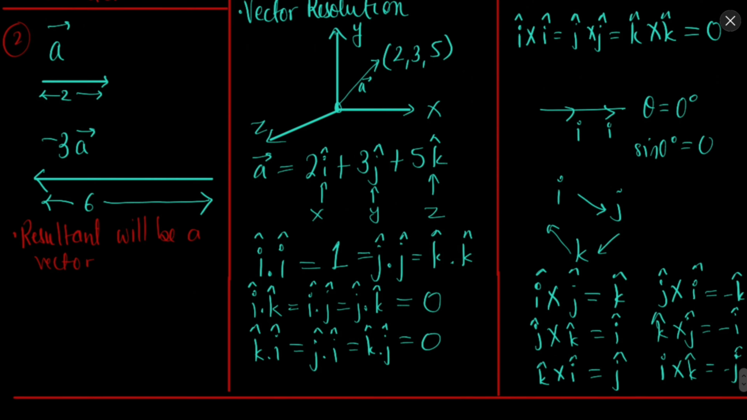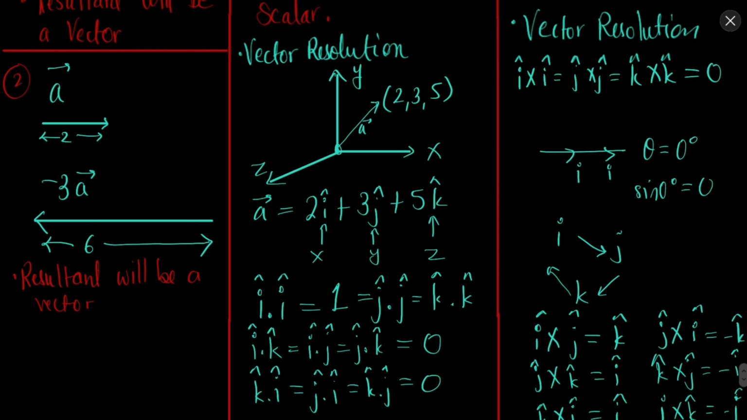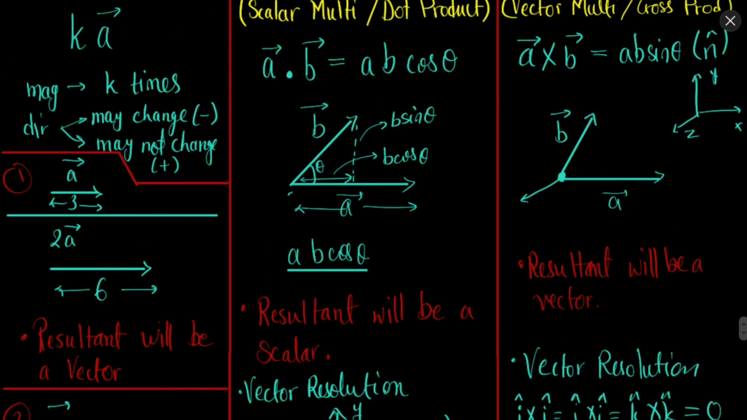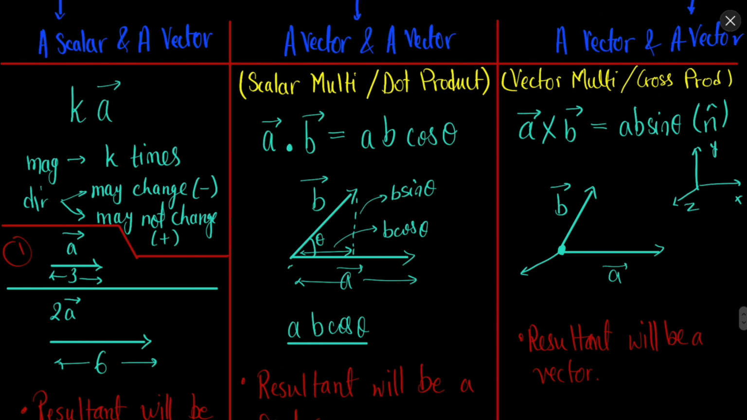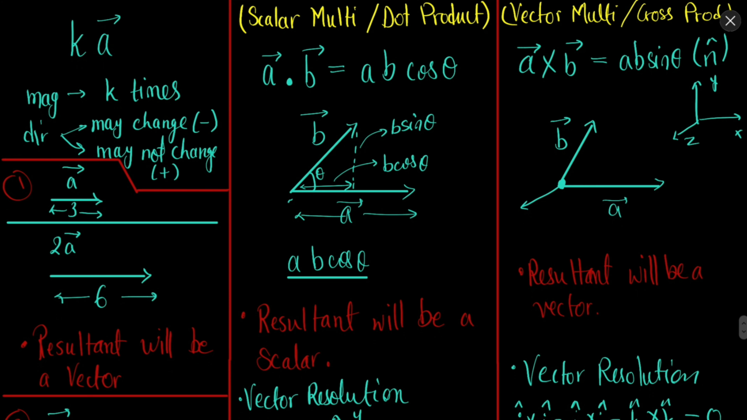Obviously if you do some examples you will be able to understand it more clearly, and we will use this concept while doing the questions of mechanics. During that time you will better understand the concept of vector multiplication. So for now, just remember that there are three types of vector multiplication: a scalar and a vector, two vectors, and again two vectors. When a scalar is multiplied by a vector, we get a resultant which is a vector, and it changes the magnitude, and it may or may not change the direction.